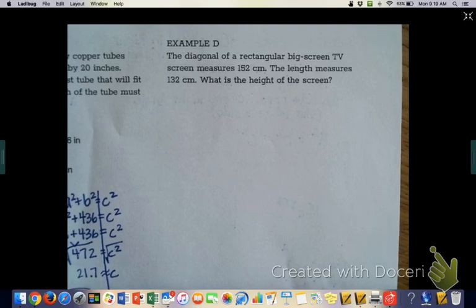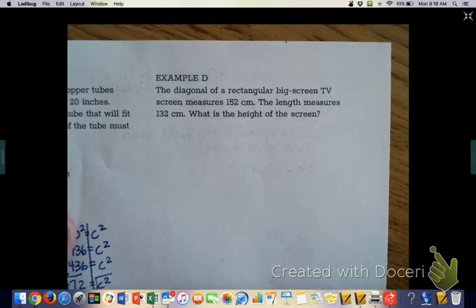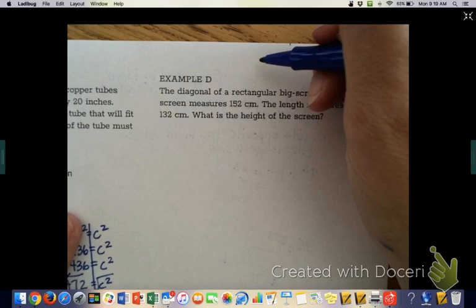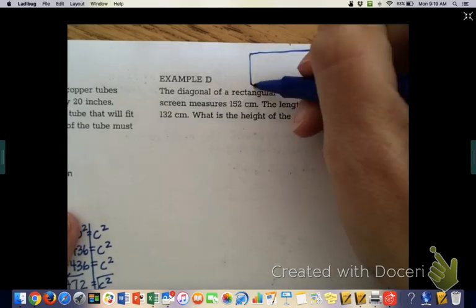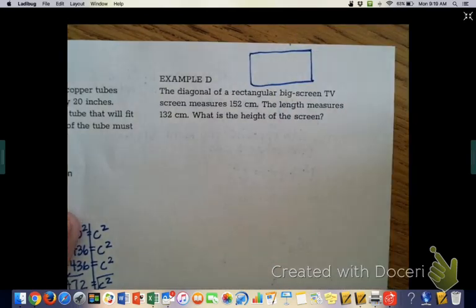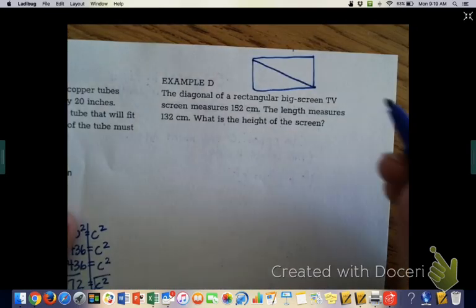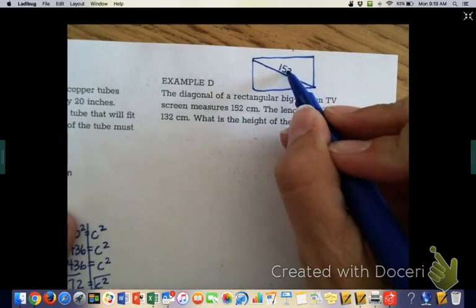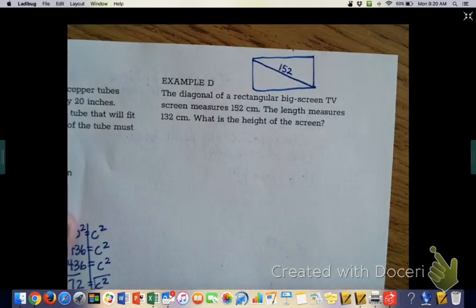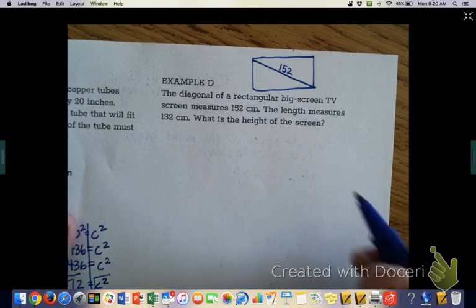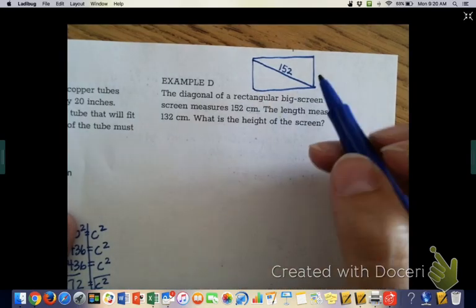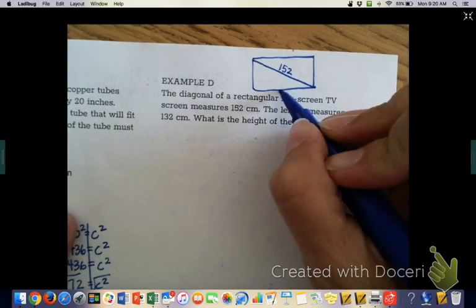Okay, another perfect map style question. The diagonal of a rectangular big screen TV. So let's say here's your big screen TV. And the diagonal of it, so they mean this, the diagonal of it measures 152 centimeters. The length measures, so the length is the bottom, the whole length across, measures 132.